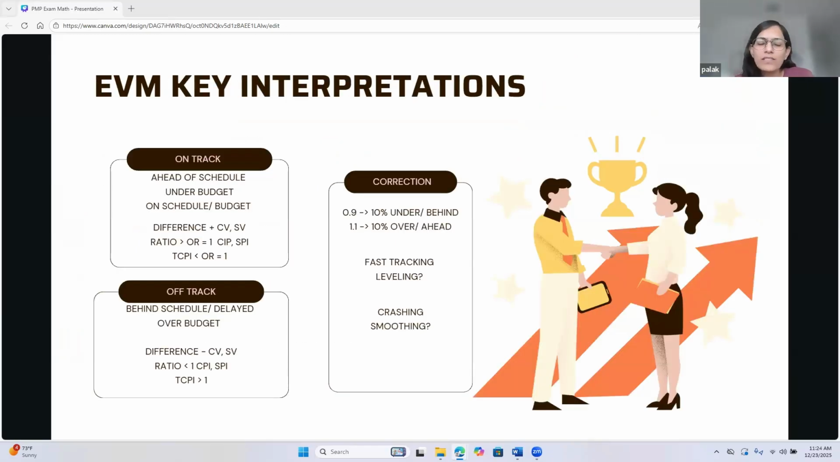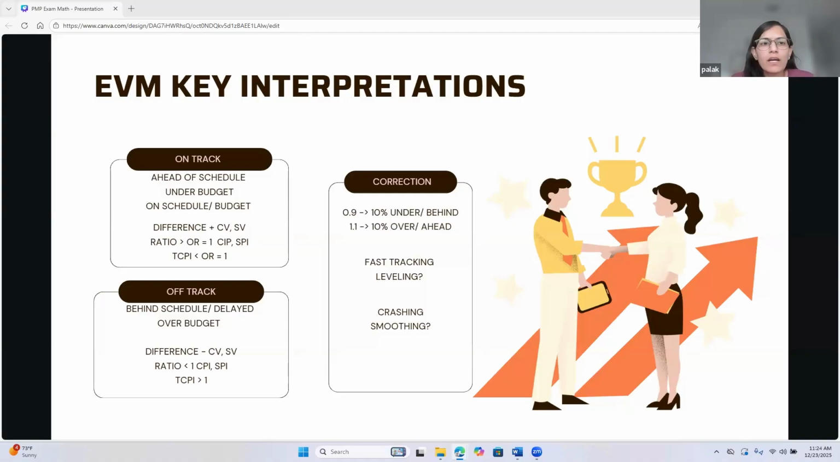Yes. As Arshna explained, the EVM interpretations are really key. So you need to know at what level it's on track or off track, and what signs we need to look for, greater than, less than, or positive, negative signs, and so on.